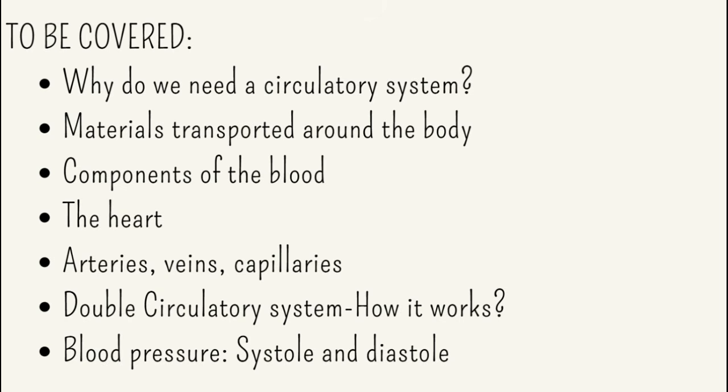And then we're going to discuss exactly how double circulation takes place, and why it takes place in our body. In humans we have double circulation, which means the blood passes through the heart twice. So obviously deoxygenated blood, and then oxygenated blood, right? And then we're going to look at blood pressure, meaning systole and diastole. So that's basically the plan for the things that we are going to get into.